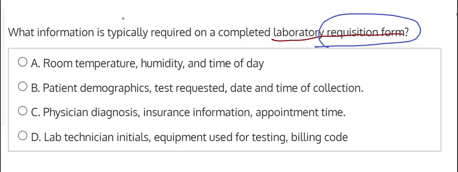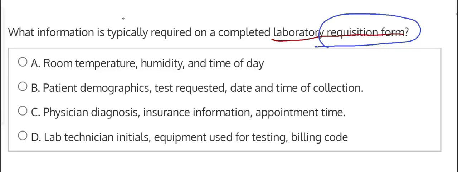If you see option A, it has to do with the environment of the lab itself. Option B has to do with patient information. Option C has to do with more the insurance and the physician and the appointment itself. And then option D has to do with the lab technician and the equipment used in the lab.